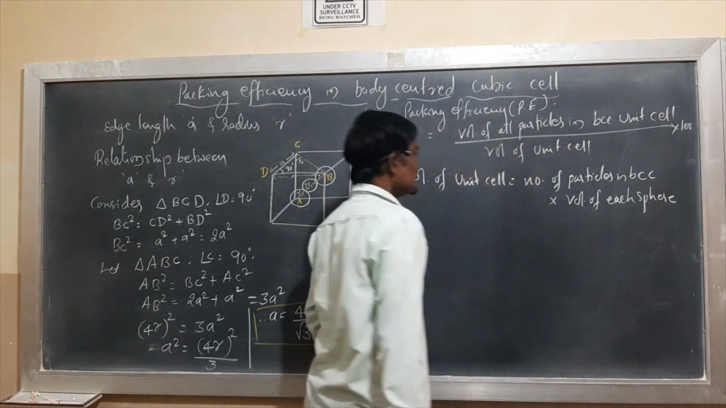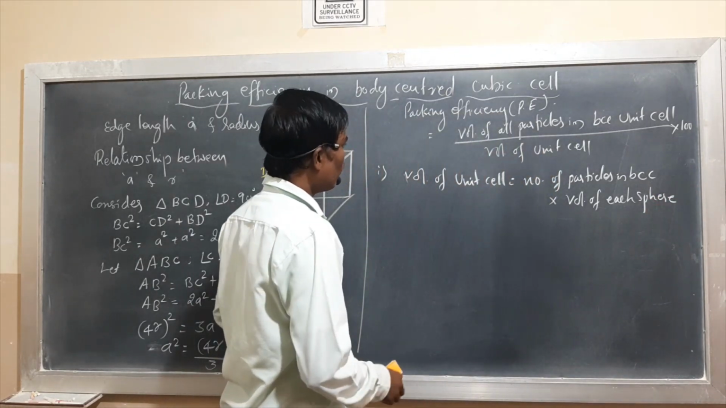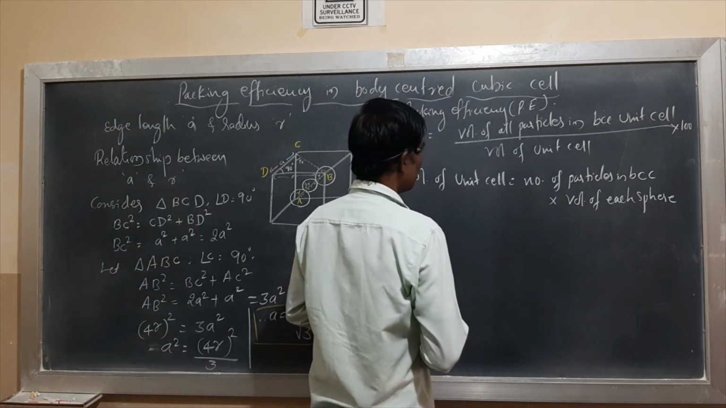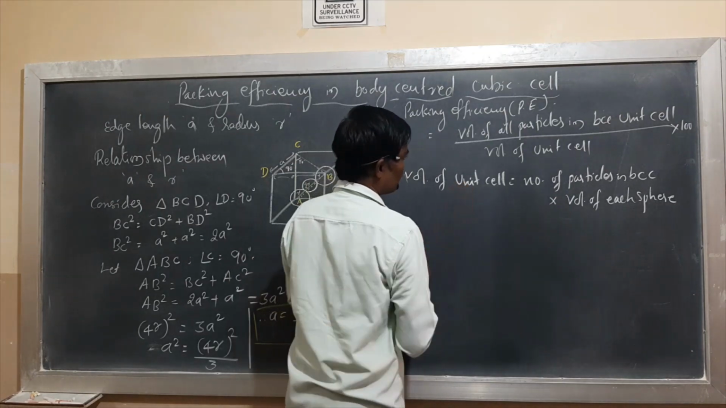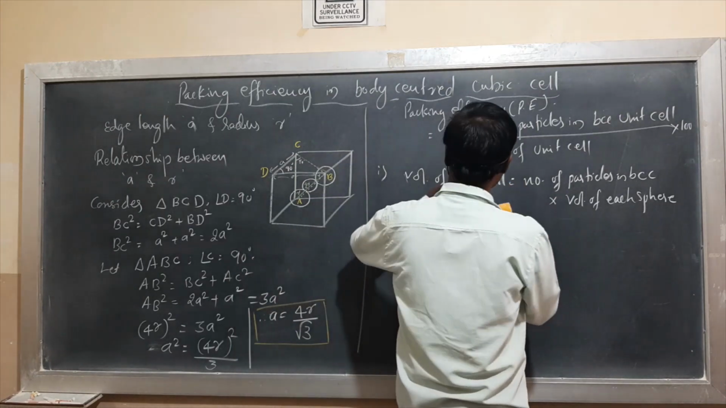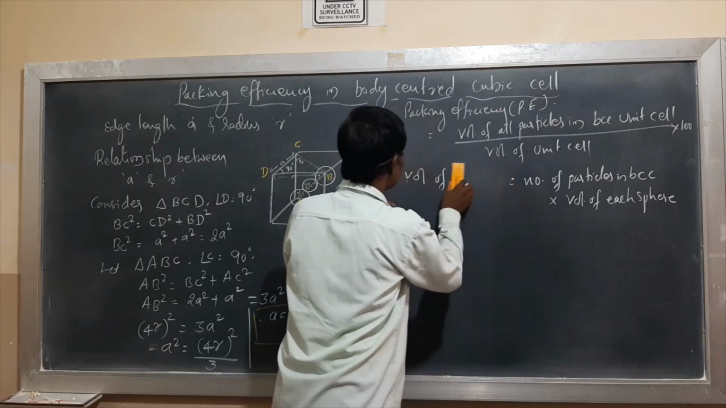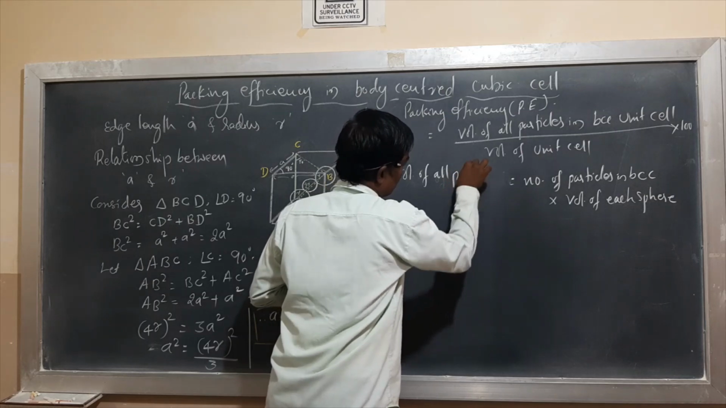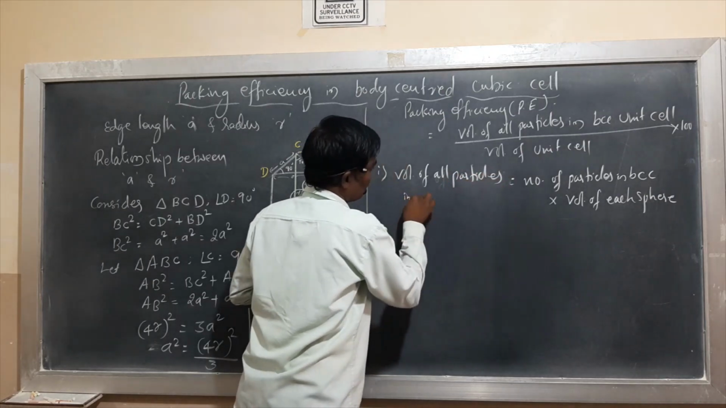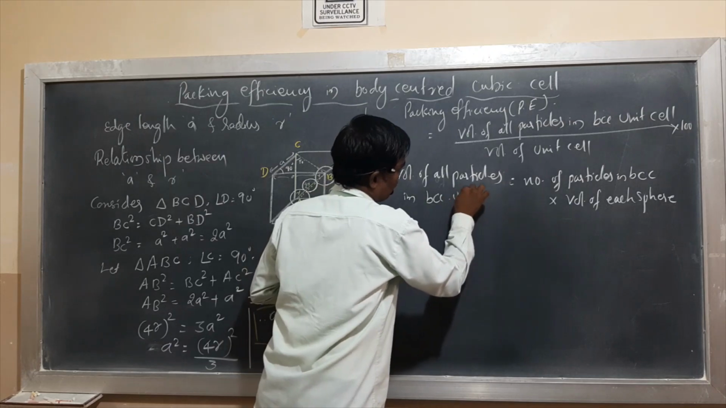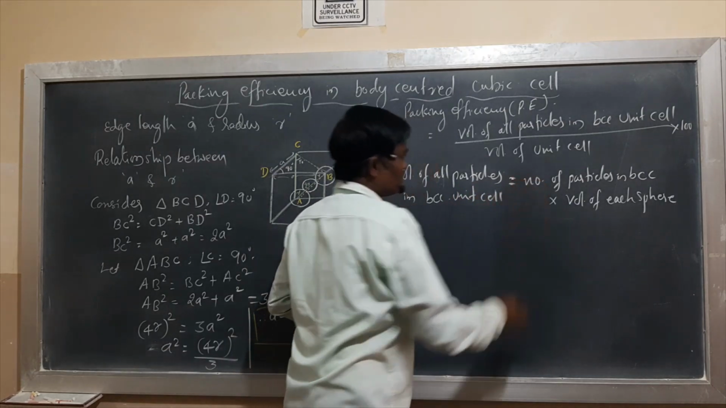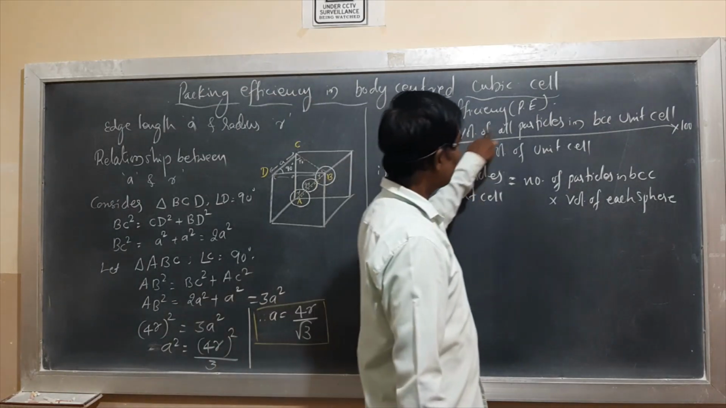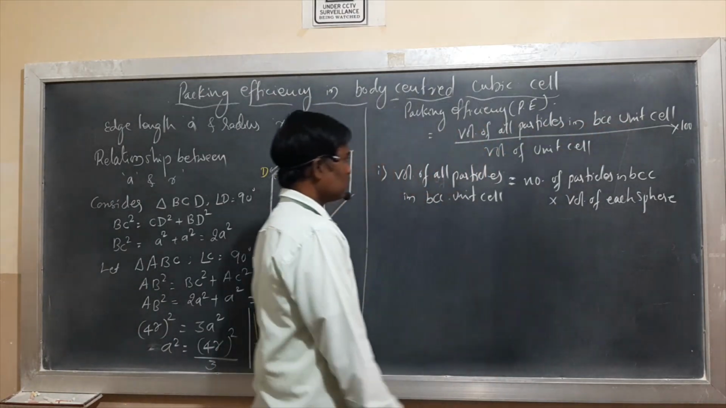That will give me the total volume of all the particles in the BCC unit cell. So the numerator term is the volume of all particles in the BCC unit cell. It is the total number of particles in the BCC unit cell multiplied by the volume of each sphere. It will give me the total volume of all the particles in the unit cell.